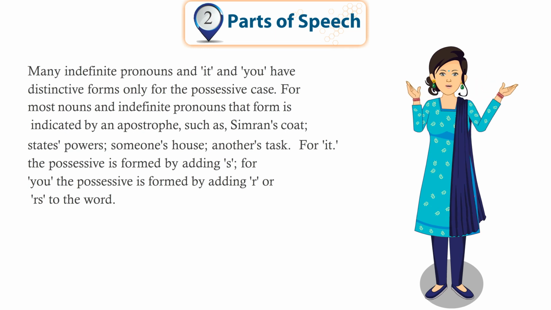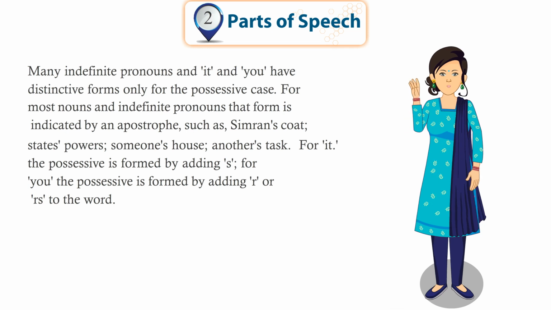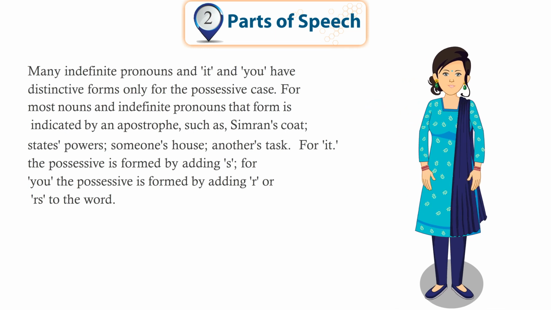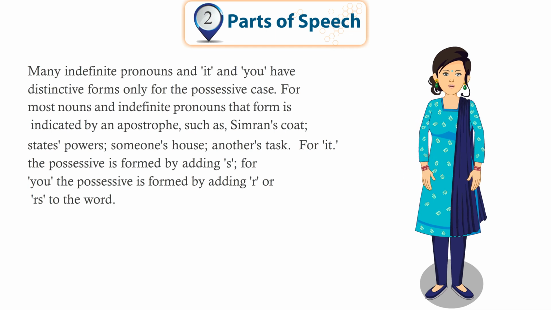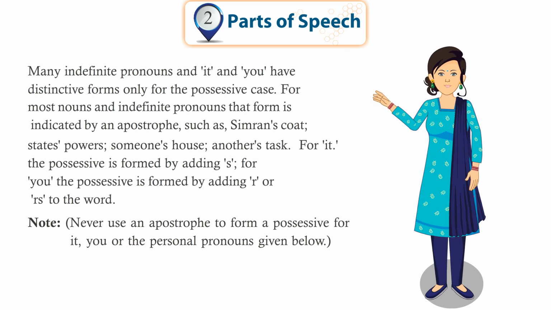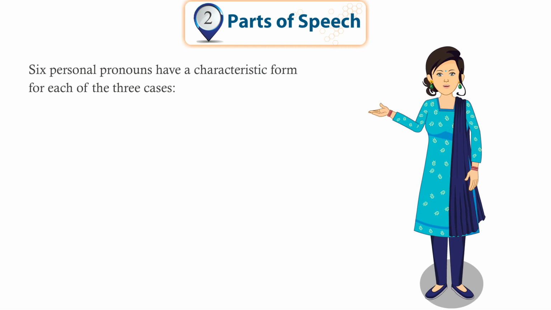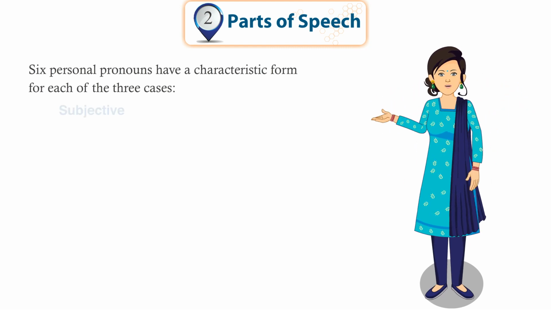For most nouns and indefinite pronouns, the form is indicated by an apostrophe, such as Simran's coat, state's powers, someone's house, another's task. For it, the possessive is formed by adding s. For you, the possessive is formed by adding r or rs. Note: never use an apostrophe to form a possessive for it, you, or the personal pronouns given below. Six personal pronouns have a characteristic form for each of the three cases.